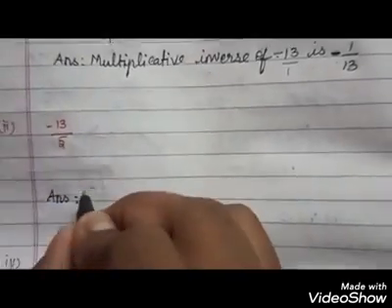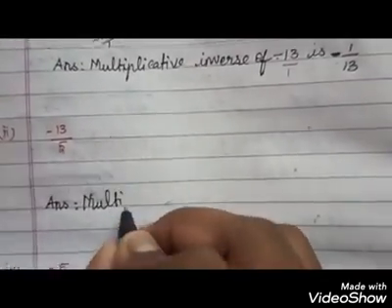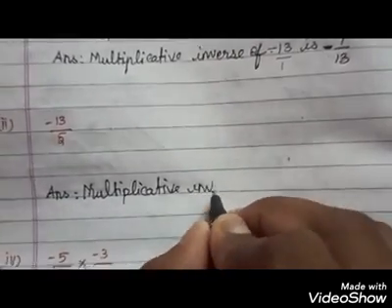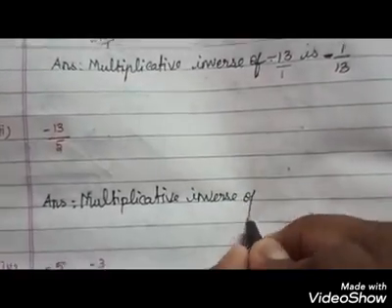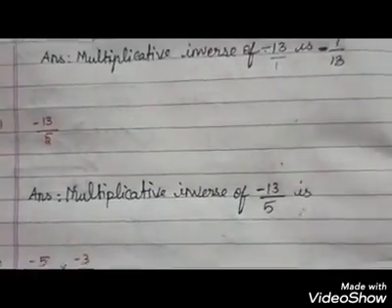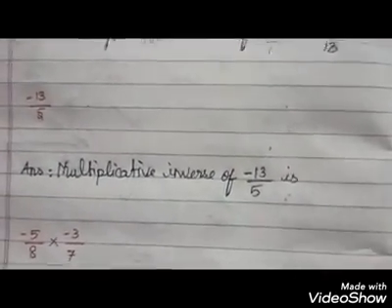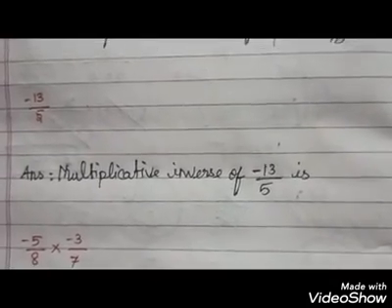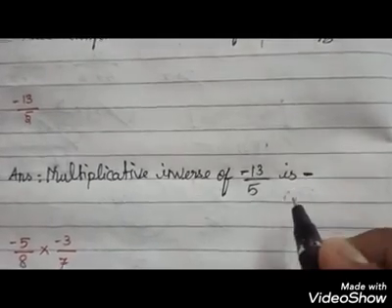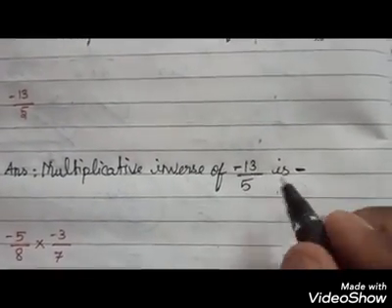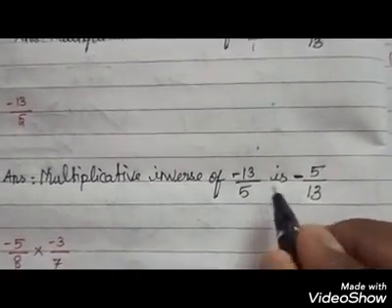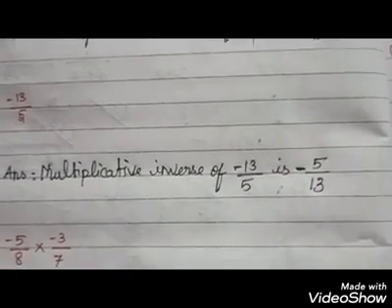The same way, question number 2. Directly write the answer. So the multiplicative inverse of minus 13 divided by 5 is, already I told you, you have to take the reciprocal of the number only. You no need to change the symbol. Because the negative is there, you put minus as it is. 13 by 5, you have to take the reciprocal. It becomes 5 by 13. So the multiplicative inverse of this one is minus 5 by 13.